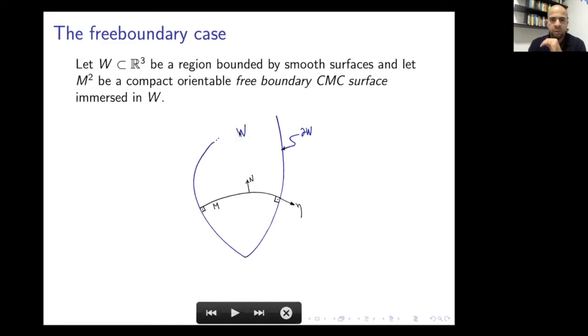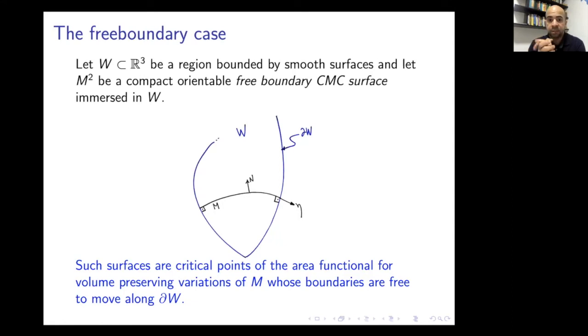W is this region bounded by some surface, and the boundary could have some singularities. The intersection of the surfaces could be not as smooth. And we have a surface in this region, and the surface is free boundary. It means that the boundary of M reaches the boundary of the region W at a right angle, like in this picture.